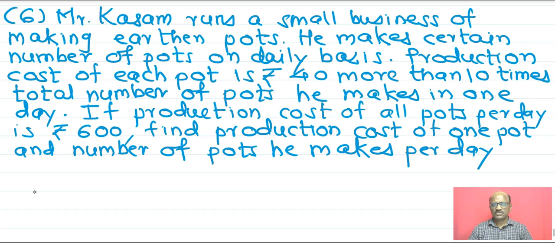Now this is the question. Suppose that Mr. Kasams runs a small business of making earthen pots. He makes a certain number of these pots on daily wages. The production cost of each pot is rupees 40 more than 10 times the number of pots he makes in one day. If the production cost of all the pots per day is rupees 600, find the production cost and the number of pots.